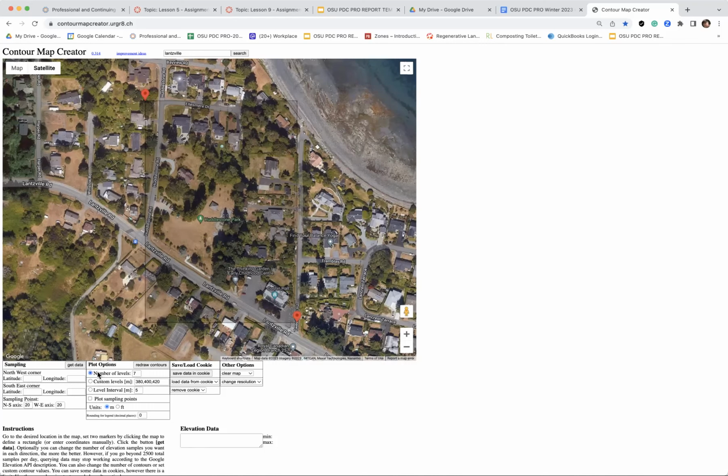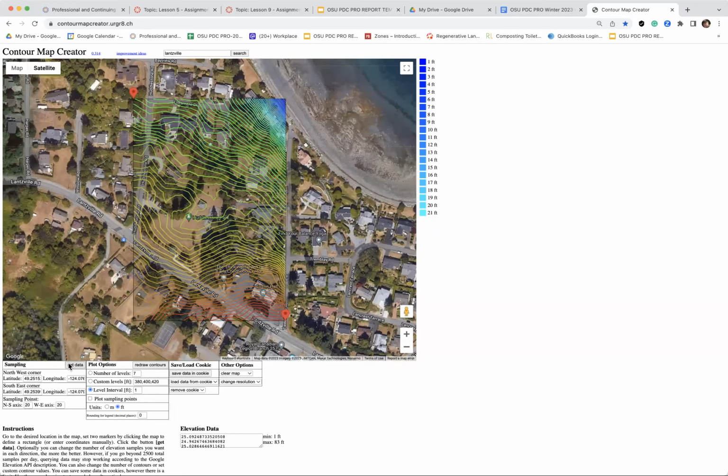And then down here, what I prefer to do is dictate the contour increment. So let's say we're at 1, so that would give me 1-foot contours. Okay, and then it's simply a matter of hitting get data, and boom, we've got it. So we have a legend on the right, which obviously doesn't cover everything we're looking at, but blue is the low and red would be the high.